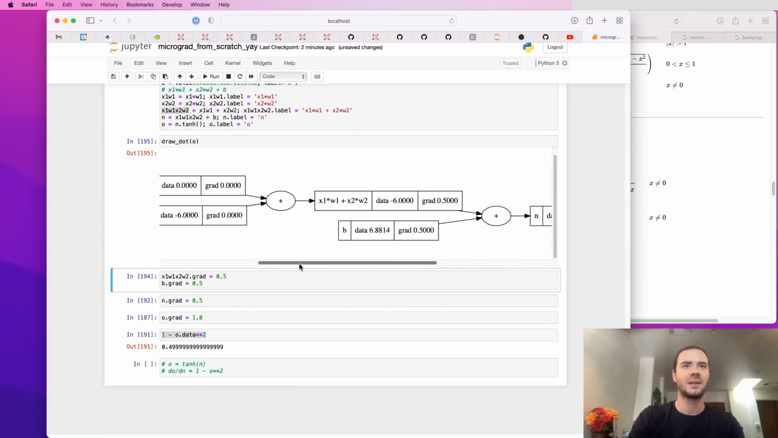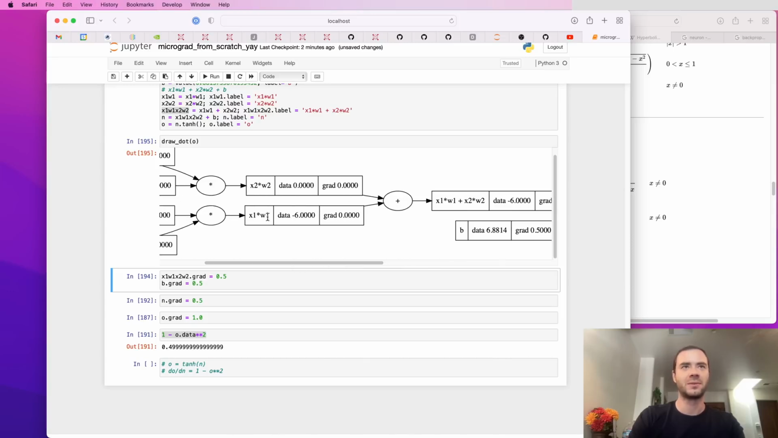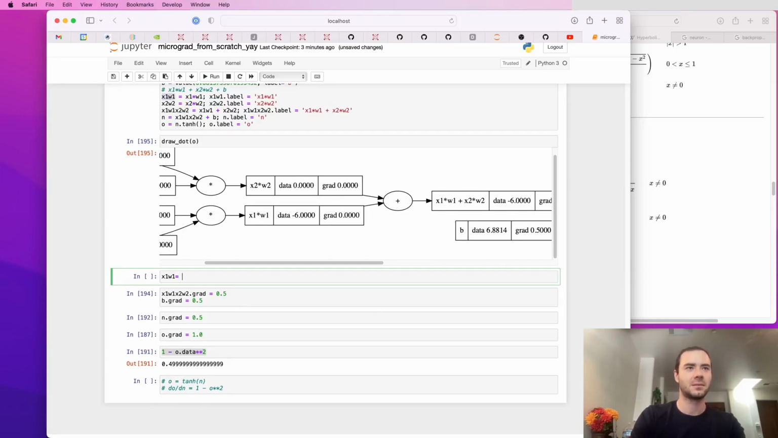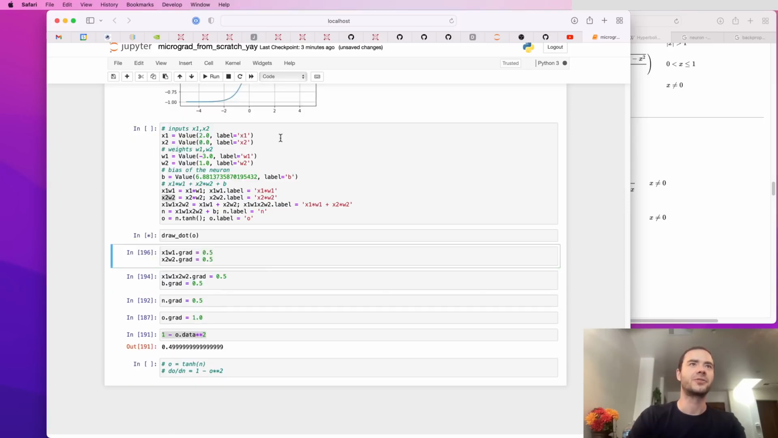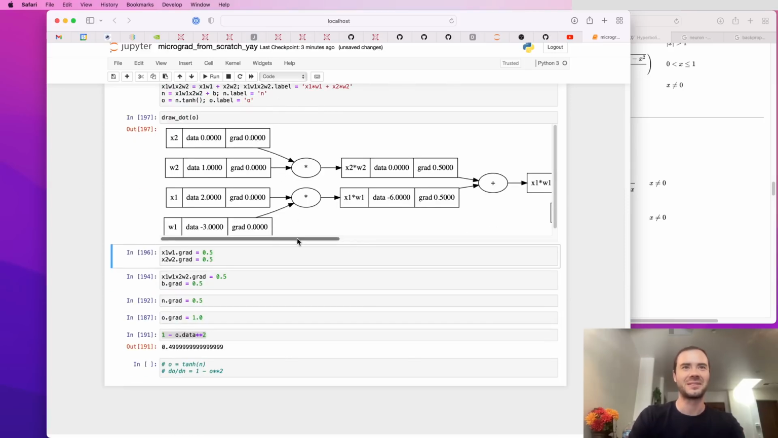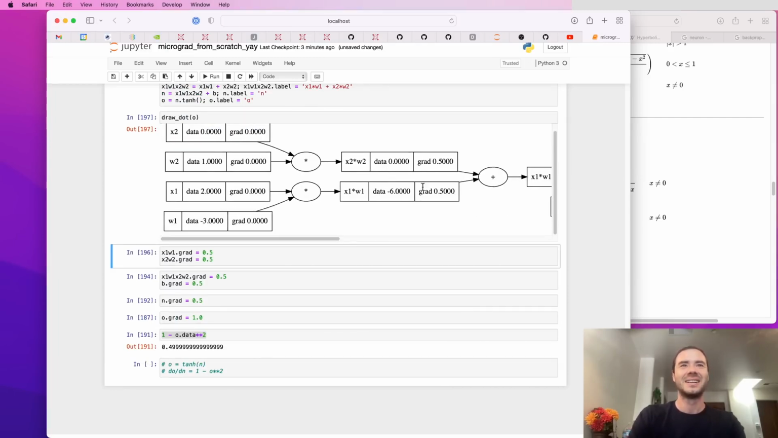So those are 0.5. Continuing, we have another plus. 0.5, again, we'll just distribute it. So 0.5 will flow to both of these. So we can set theirs. x2w2 as well, that grad is 0.5 as well. And let's redraw. Pluses are my favorite operations to backpropagate through because it's very simple. So now what's flowing into these expressions is 0.5.